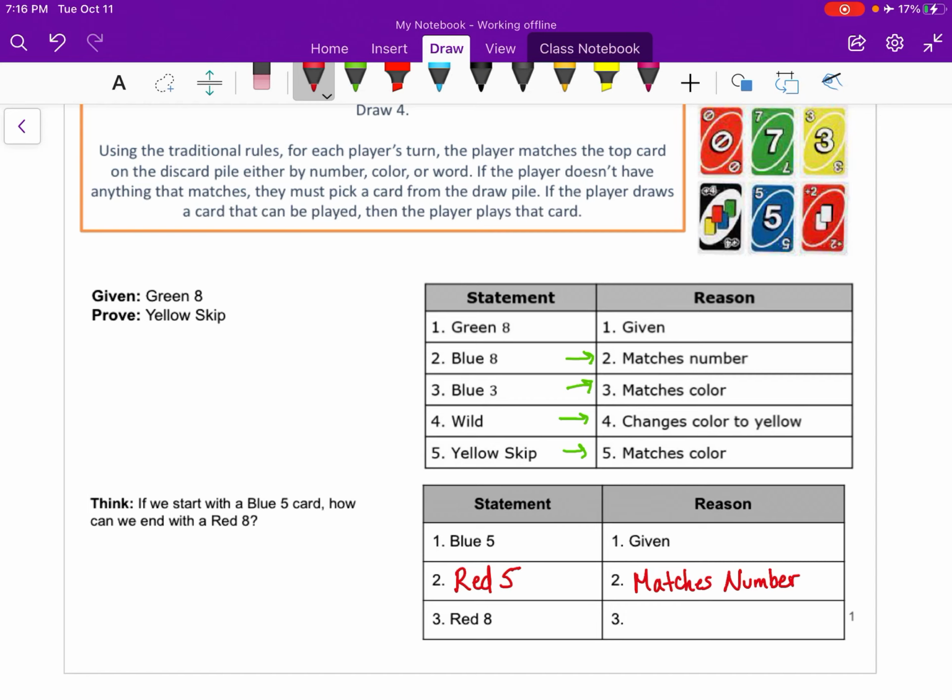After we play the red 5, the next person would play the red 8 because it matches the color of the red 5. And this is more or less how we complete a 2-column proof.